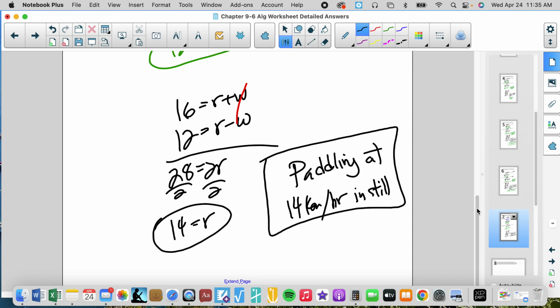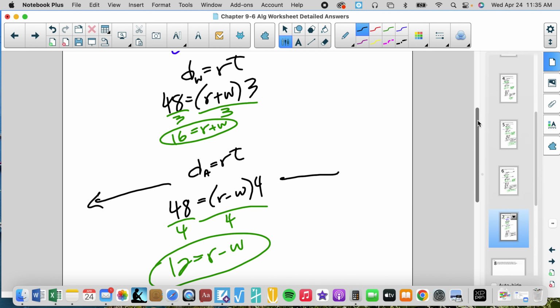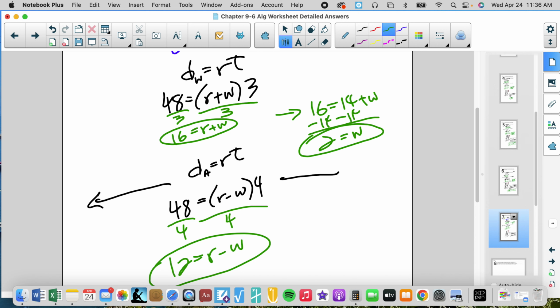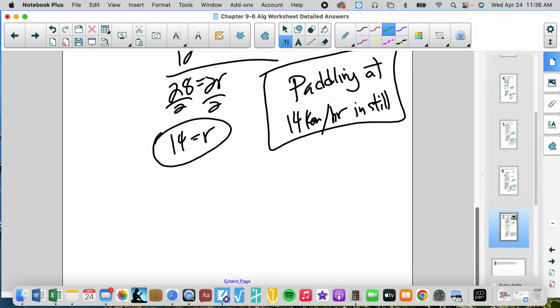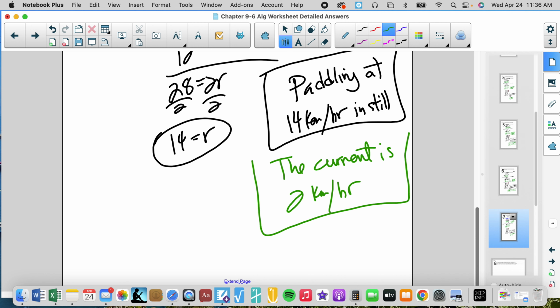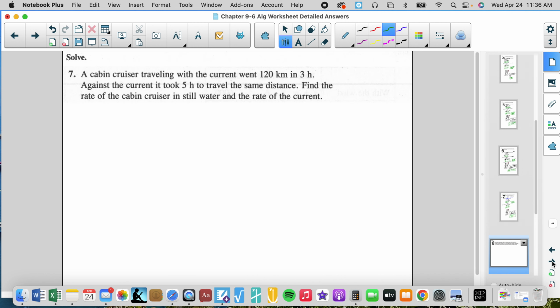And then, if we want to find W, I'm going to go back to this one. I found that that was a little bit easier. 14 plus W minus 14. So 2 equals the water speed, the current. The current is 2 kilometers per hour. That's not bad. It's paddling at 14 kilometers per hour. That's pretty fast, I think.